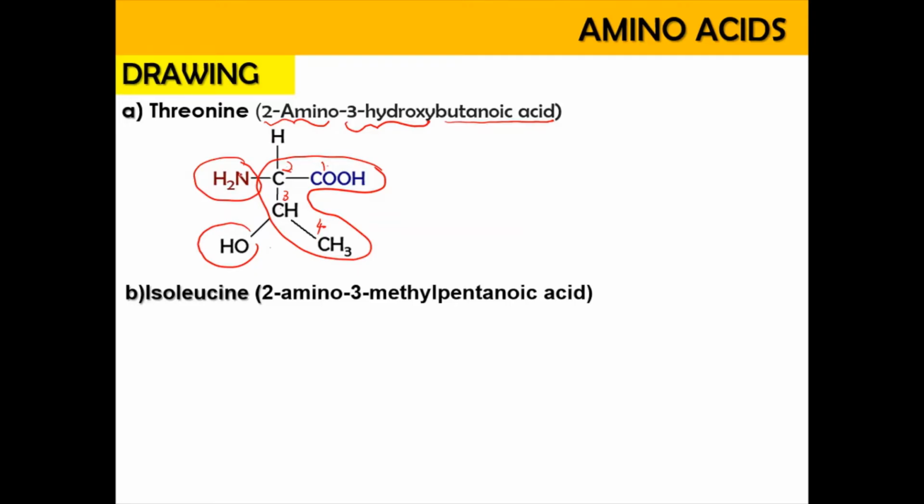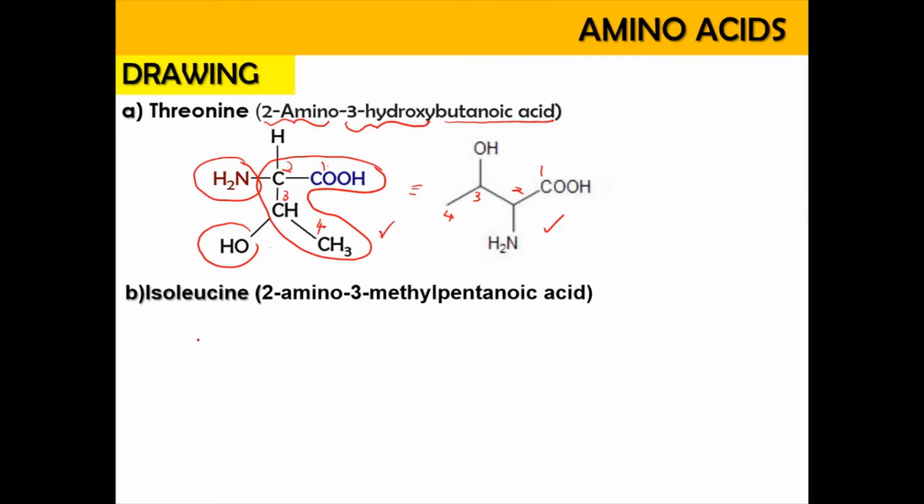Okay. At the same time, you can also draw the skeleton structure if you want. So if I were to draw a skeleton structure, I will get 1, 2, 3, 4, which also refers to butanoic acid. At carbon number 2, an amino group. At carbon number 3, a hydroxy group. So both are still accepted.